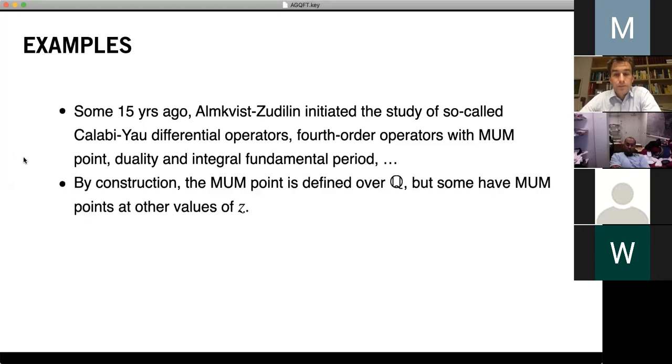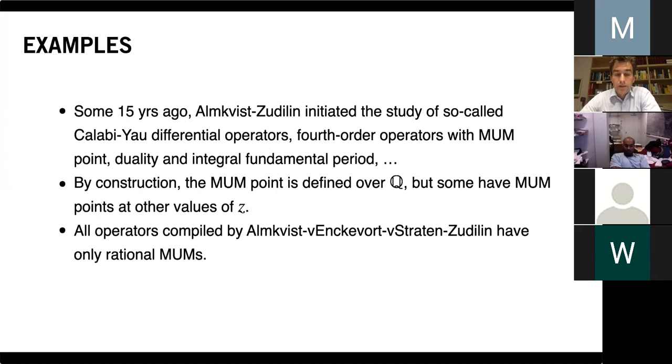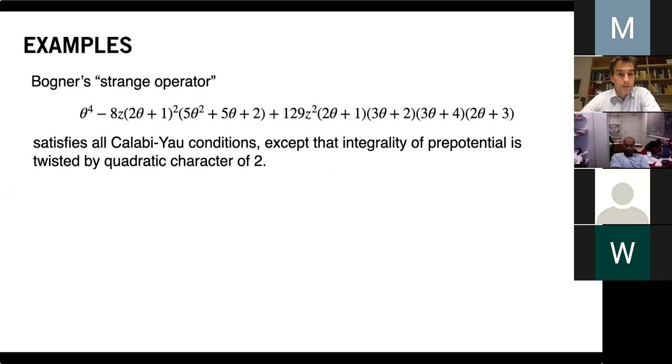And well, the way they're constructed, of course, the MUM point is defined over Q, so then you shouldn't be disappointed if all these MUM points are over Q, but some of them actually also have MUM points at other values of Z. Okay, so there are usually more than 3 singular points, and some of the other ones are also MUM, but none of them actually have rational MUMs. However, if you actually go and talk to Duco, he will tell you that there are actually others which are not included, but would actually have these properties.